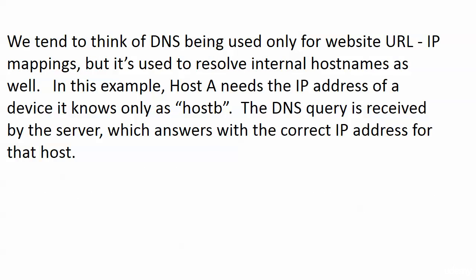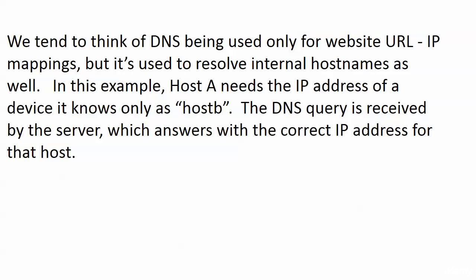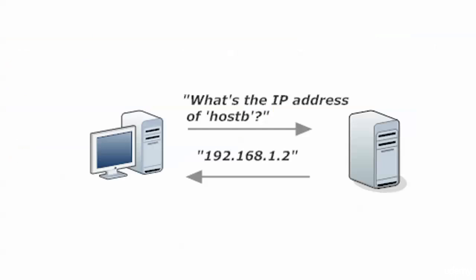You also use DNS to resolve internal host names as well. If we have a host that needs the IP address of a device it knows only as host B, then it's going to have to send a query out to a DNS server. And then the server can respond and say, okay, the address you actually want is 192.168.1.2, and that's it.